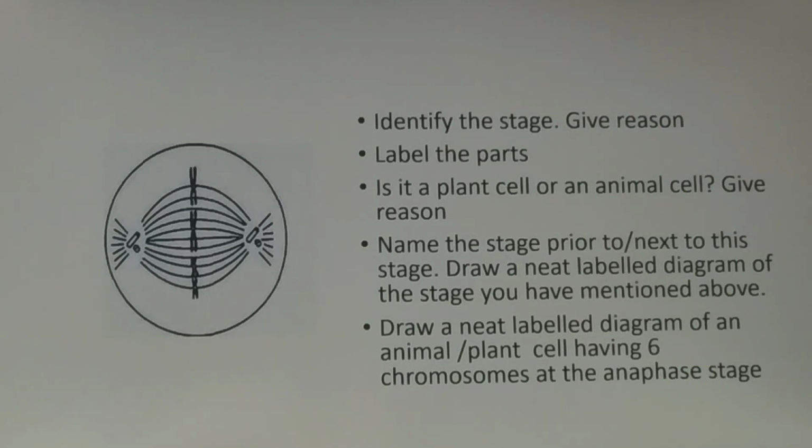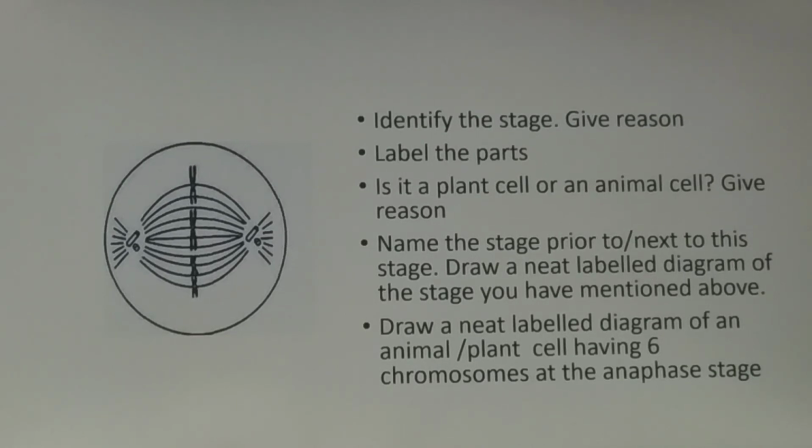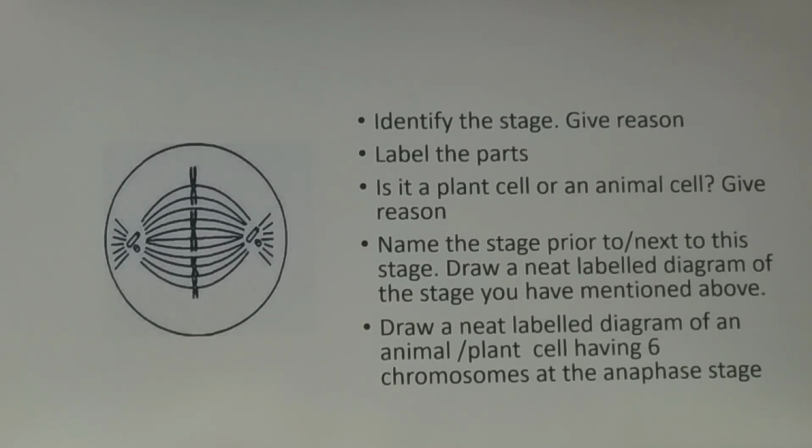Label the parts like cell membrane may be marked 1, 2, 3, 4. The parts for labeling will be marked as 1, 2, 3, 4, and you are supposed to mark the parts. So the cell membrane, the centrioles or the asters, the spindle fibers, the chromosomes, the centromere, all these you should know to label in the diagram. Then is it a plant cell or an animal cell? If you look at the figure, you can without any doubt say that it is the animal cell.